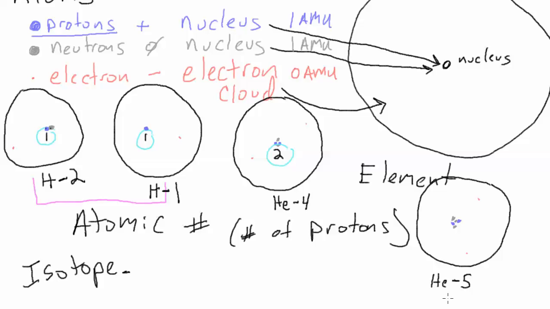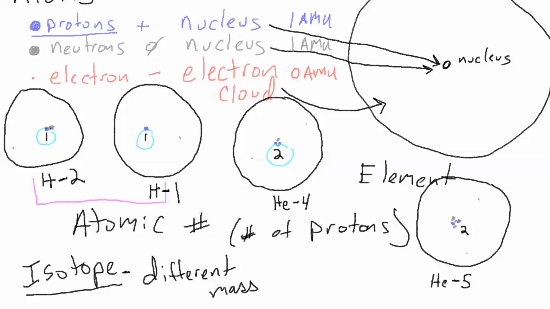Helium-5. Compared to helium-4 over here, it still has 2 protons, so it's still helium. Atomic number is still 2, but its mass is 5. So it's helium-5, a different isotope of helium. So the isotopes basically are atoms of the same element with different mass. That's the key. They have a different mass.